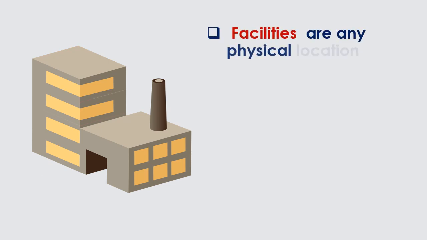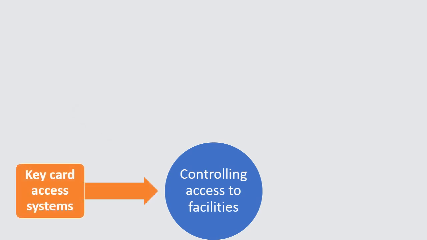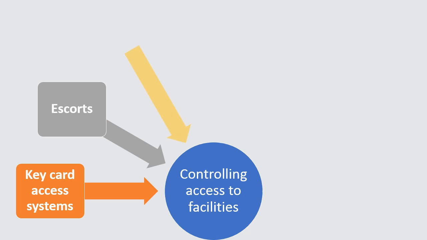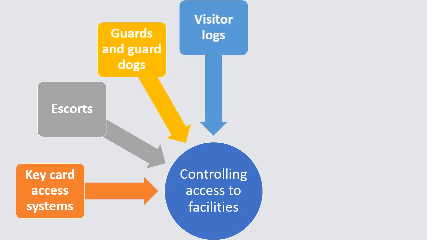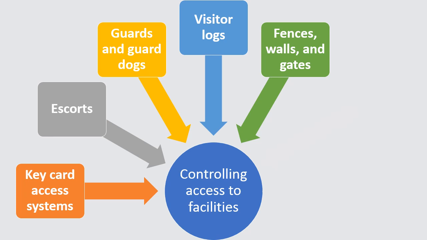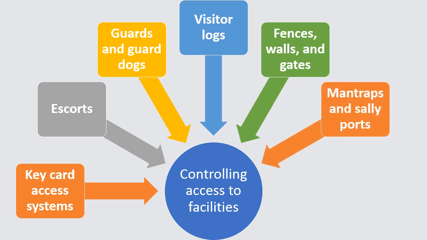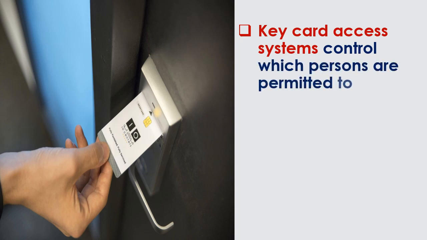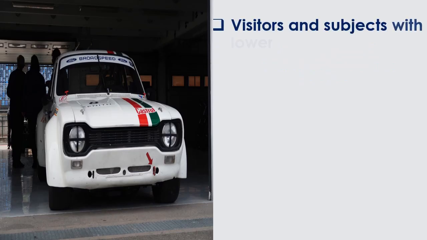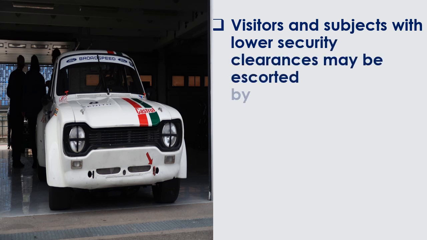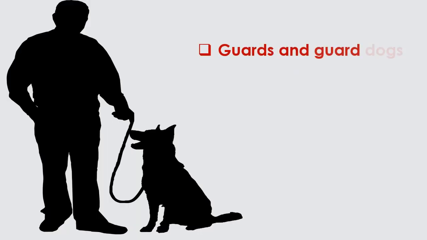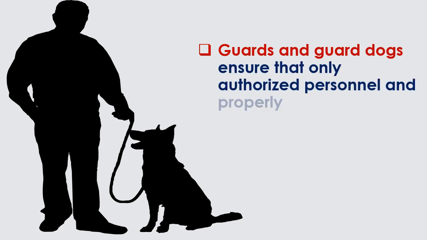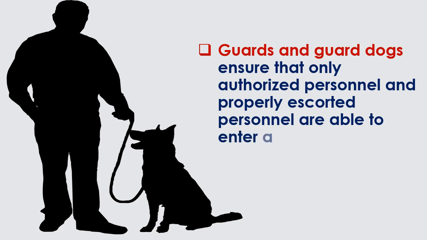Facilities are any physical location that an organization owns or rents. Controlling access to facilities uses keycard access systems, escorts, guards and guard dogs, visitor logs, fences, walls, and gates, man traps and sally ports, bollards and crash gates. Keycard access systems control which persons are permitted to access. Visitors and subjects with lower security clearances may be escorted by other personnel. Guards and guard dogs ensure that only authorized personnel and properly escorted personnel are able to enter a building.